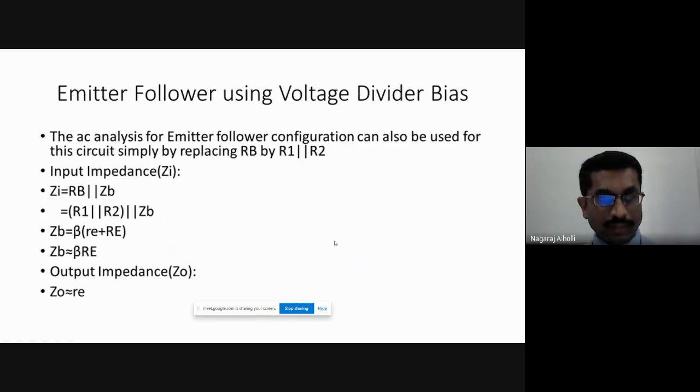Zb is given by beta into small re plus capital Re, correct? So here there is no RC term. The RC term will never appear in the equation for Zb. And the equation for Zi is RB parallel Zb, that is R1 parallel R2 parallel Zb. Again, there is no RC term in the equation for input impedance. Let us check the output impedance equation, Zo. Zo is approximately equal to small re. Again, there is no RC term.